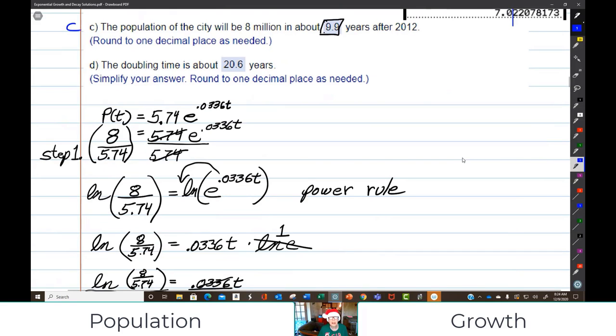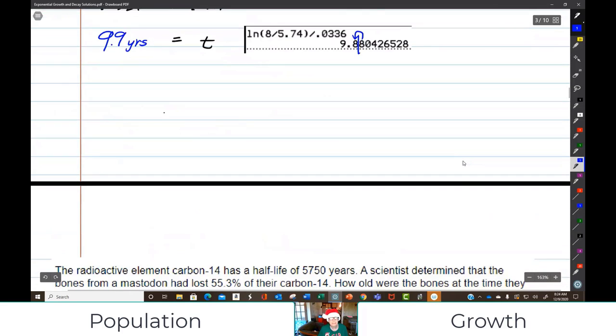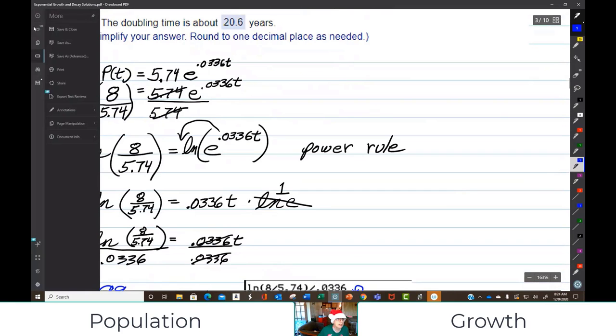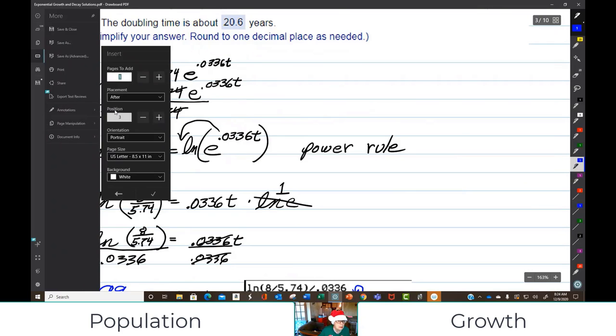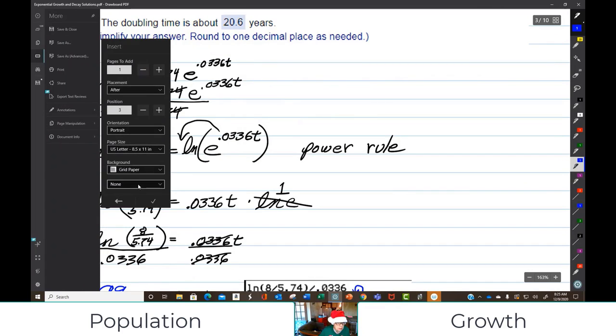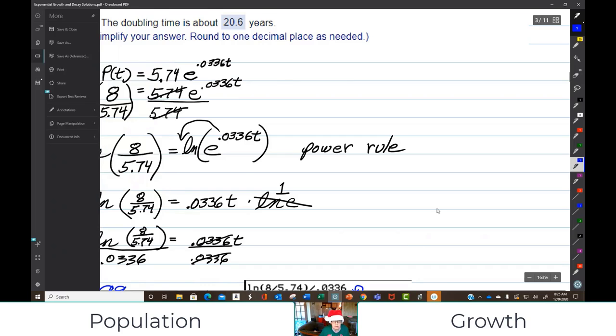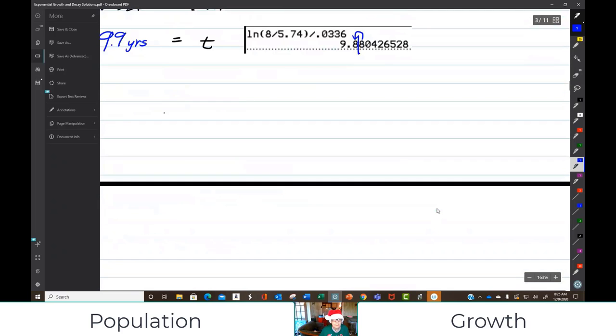Now we're going to check out the doubling time. Oops, I need another page. Okay, I can do that. There, okay.